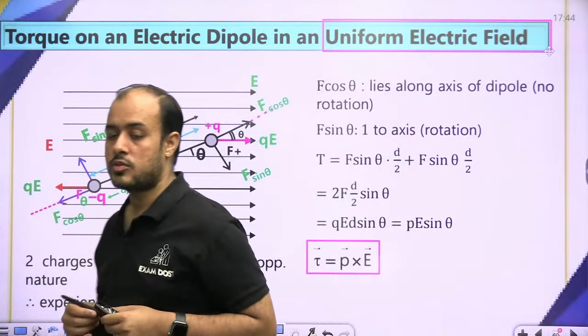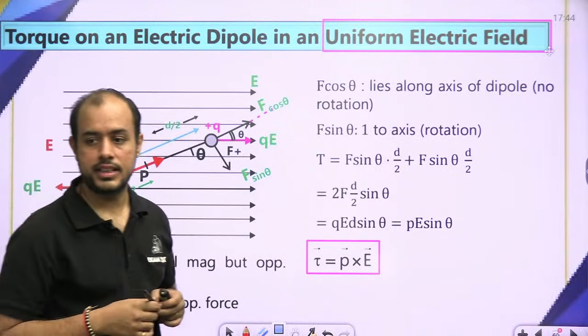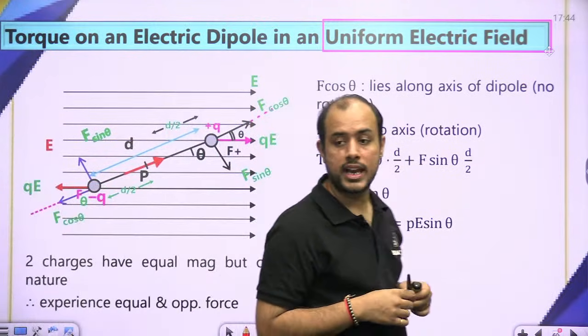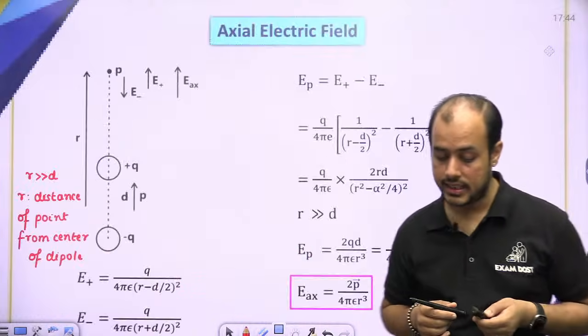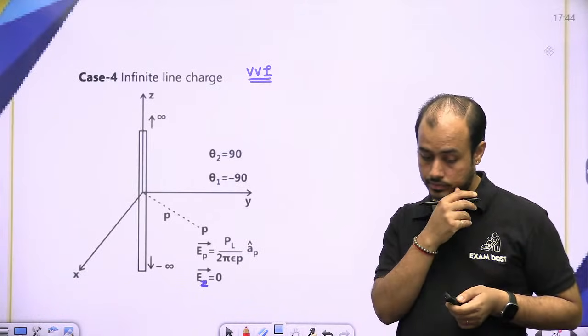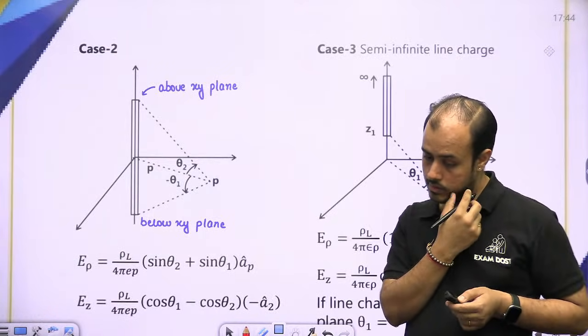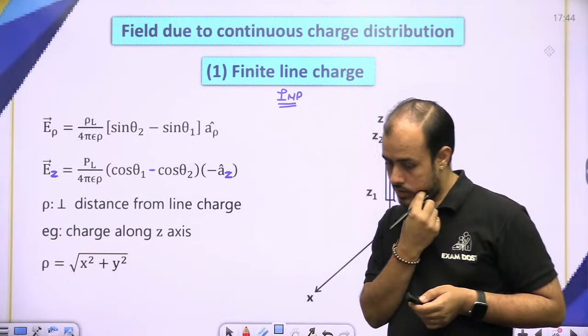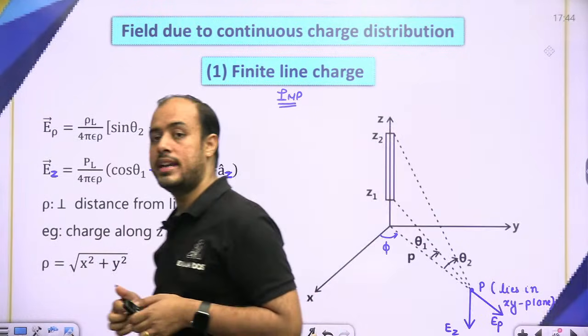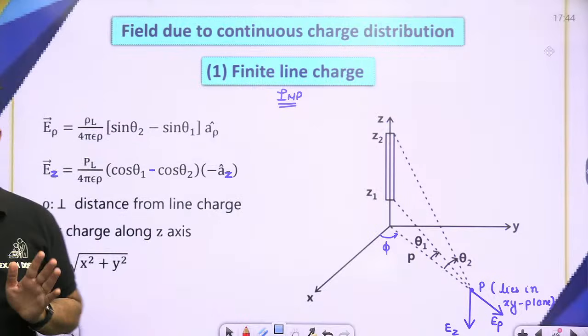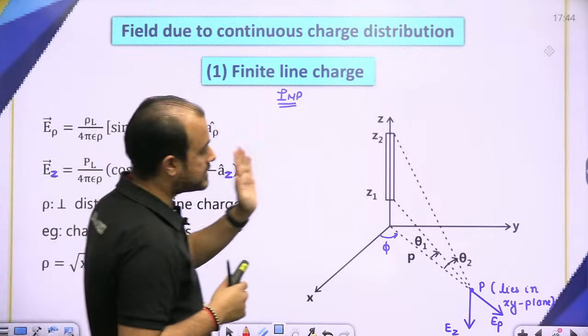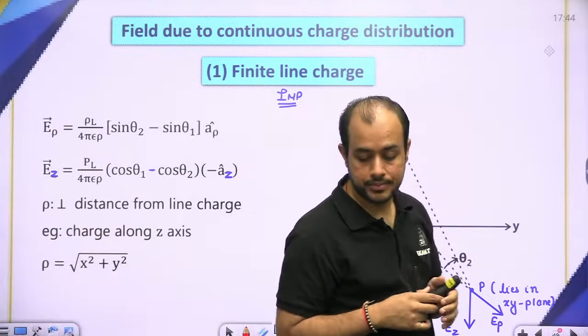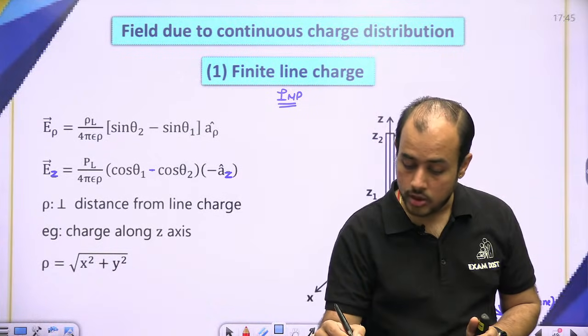एरो कैप को एक्स वाई फॉर्म में कैसे लिखेंगे? ठीक है, बहुत अच्छा सवाल है. एरो कैप को सर एक्स वाई फॉर्म में कैसे लिखेंगे? देखो क्या होता है, अगर आपको एरो कैप को लिखना है एक्स वाई में, do one thing. If the charge is along the z axis, तो what will be your rho?